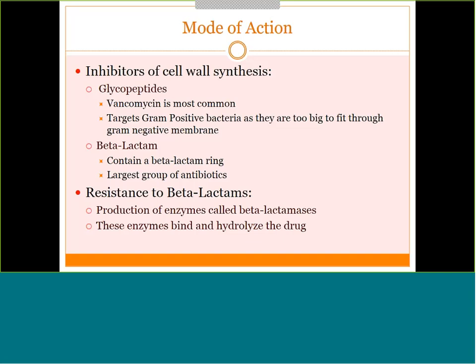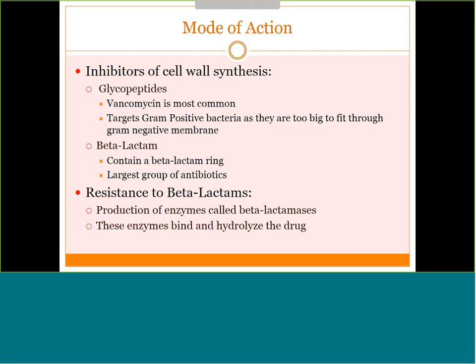Beta-lactams are the other really big group of cell wall synthesis inhibitors. These are all your penicillins, so very common antibiotics that we get prescribed a lot, penicillin, amoxicillin, all of those. They're the biggest group that we have of antibiotics, and they're named beta-lactam because they contain a beta-lactam ring.